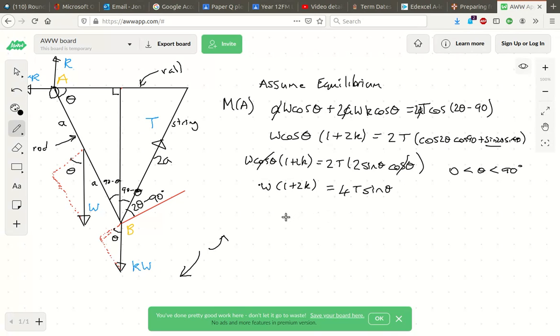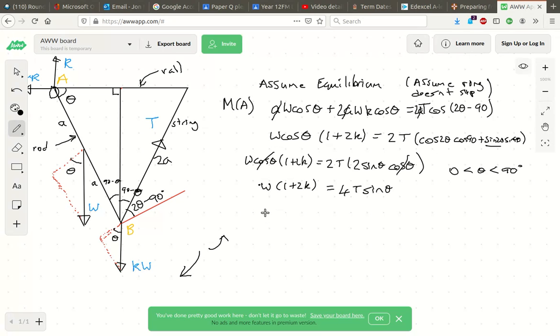Now let's not assume equilibrium. Now let's actually get back to the question, because the question said you are given that the string will break if the tension is greater than W. Show that, assuming the ring does not slip. Now there's where I've assumed the ring does not slip. So I've assumed the ring doesn't slip by assuming equilibrium. That's how I've taken care of that assumption.